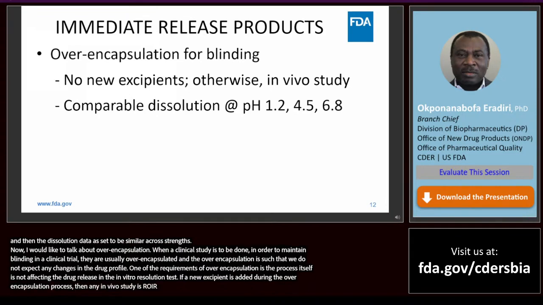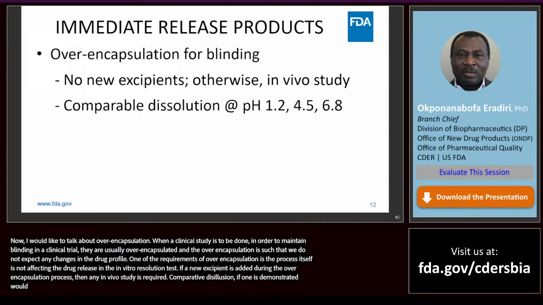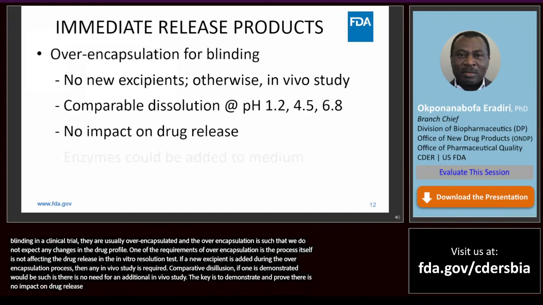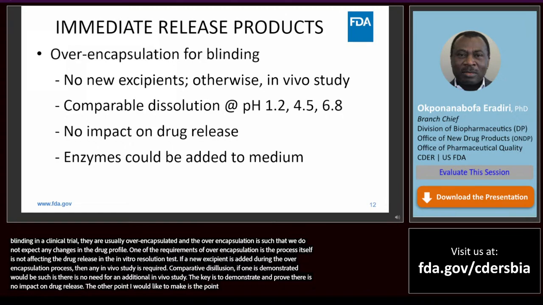Comparative dissolution, if and when demonstrated, would be such that there will be no need for an additional in vivo study. The key is to demonstrate and to prove that there is no impact on drug release. The other point that I'd like to make is the fact that enzymes can be used in the comparative dissolution testing in this regard.